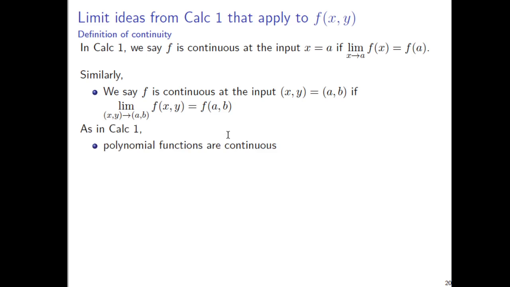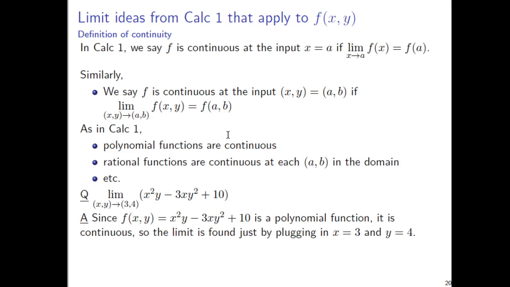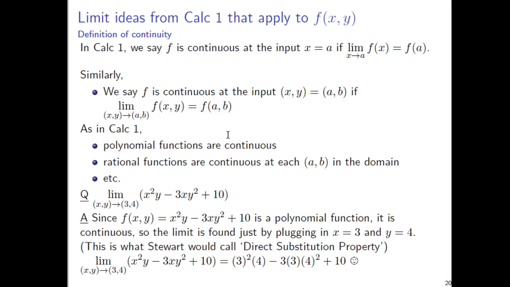So as in Calc 1, polynomial functions are continuous, rational functions are continuous at each point in the domain, and so on. So if we're looking at the limit of x squared y minus 3xy squared plus 10 as x comma y approaches 3 comma 4, since this is a polynomial function, we've got a continuous function, and therefore the limit is found just by plugging in 3 for x and 4 for y. This is what Stewart would have called the direct substitution property back in Calc 1. And here's the work for that.